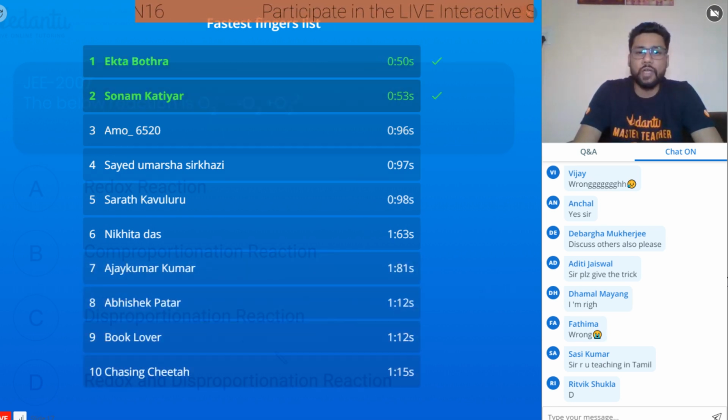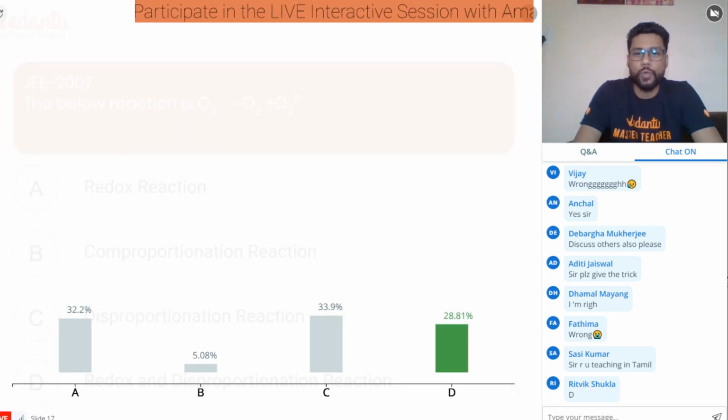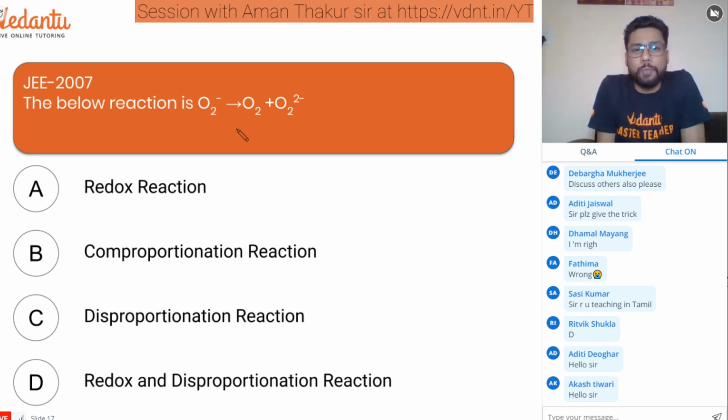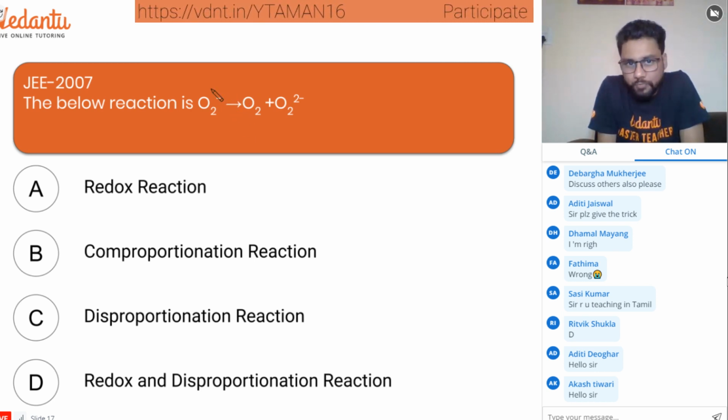Only two people have given the correct answer, Ekta and Sonam. 28.81. Ritvika, you're correct. It's pretty simple. Disproportionation is a reaction in which a single element oxidizes and reduces.